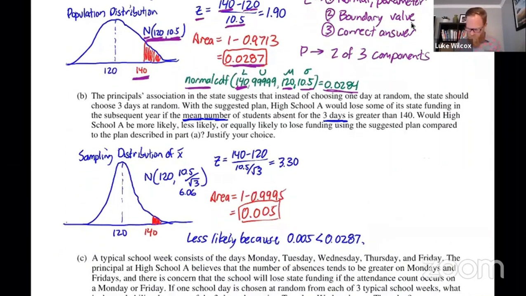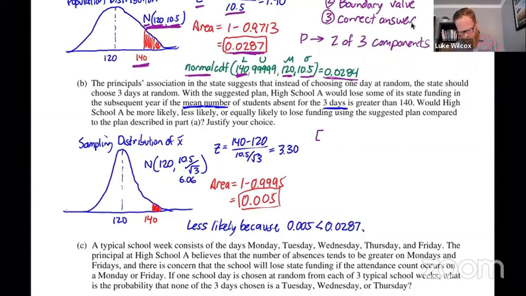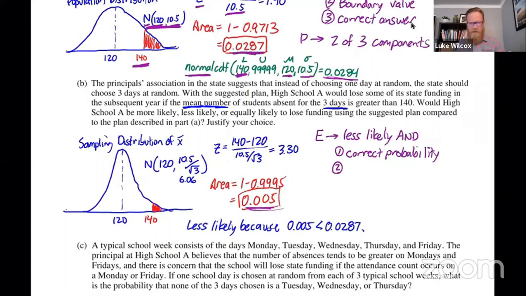Okay, let's move to part B. In order to get an essentially correct in part B, well, first of all, you have to clearly say or answer the question, right? The answer to the question is to say less likely, and you have to have the following 2 components. Component number 1 is you have to have calculated the correct probability. And the correct probability here is the 0.005.